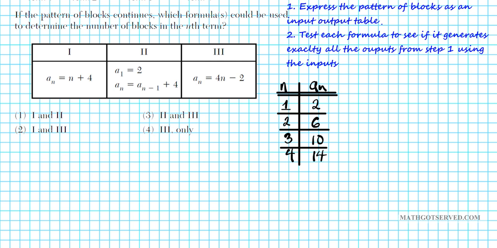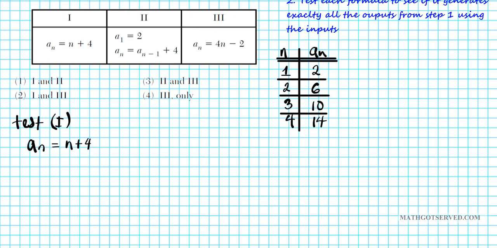Now let's test option number 1. Option 1 is an equals n plus 4. To test it, we just simply create a new input-output table and then just compute the outputs. As soon as we see any discrepancy, we can just stop there. No need to continue wasting time.